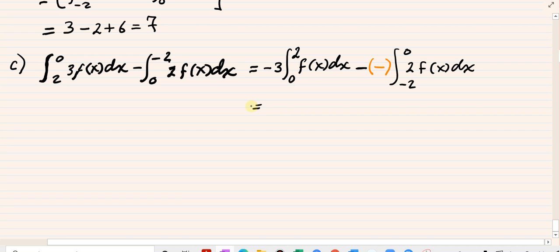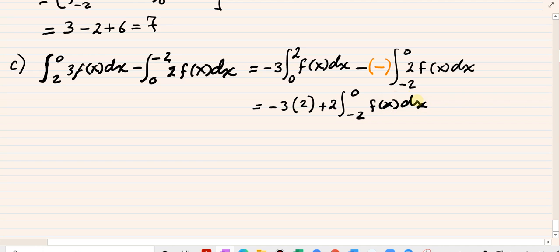Okay, the first part, that's negative 3. We were given 0 to 2 is 2. And then bring the 2 on the outside, so that's plus 2 now. And now the integral from negative 2 to 0 of f of x dx.